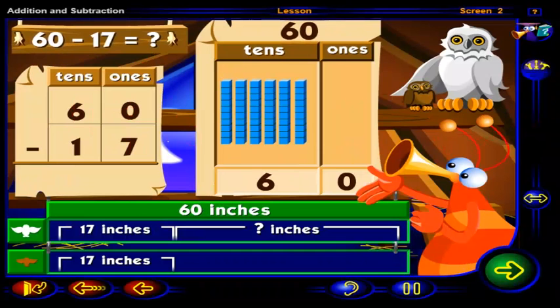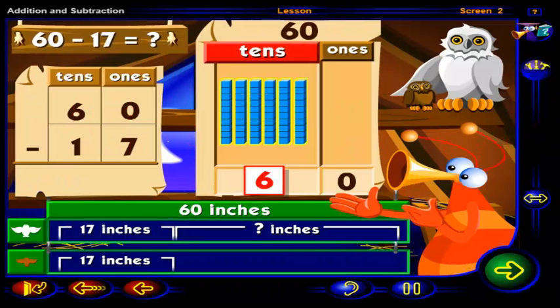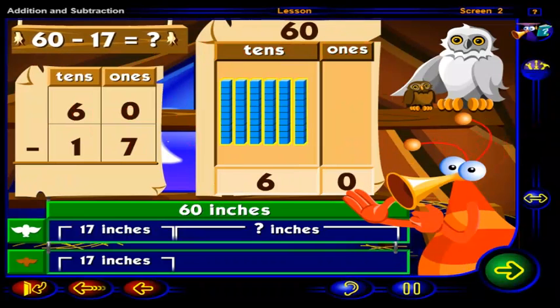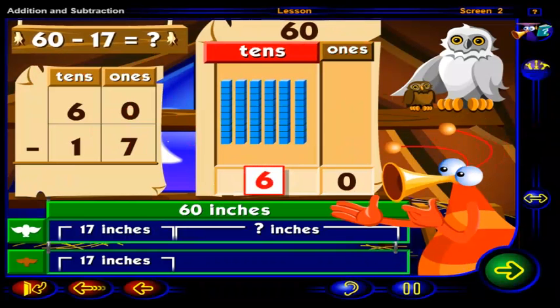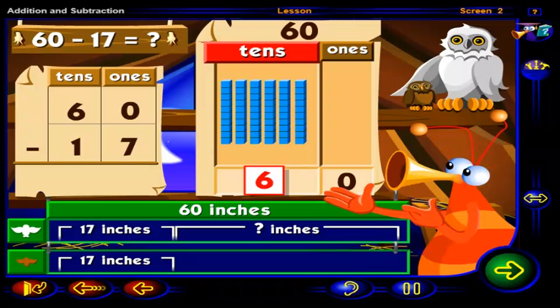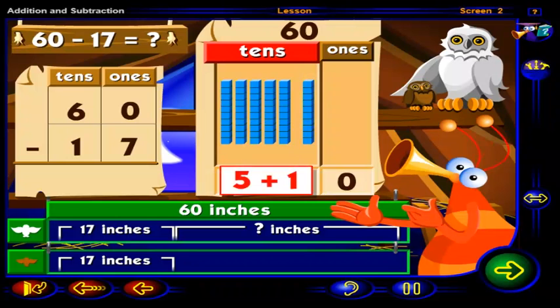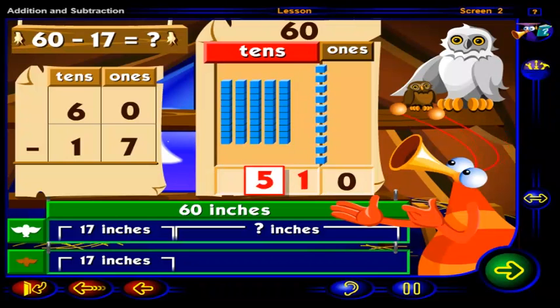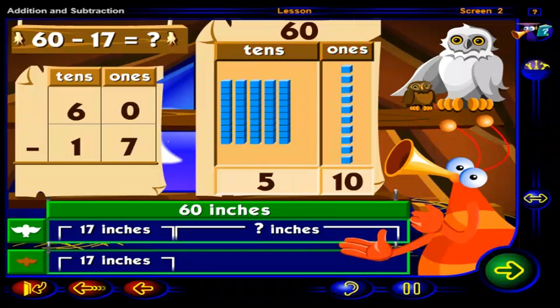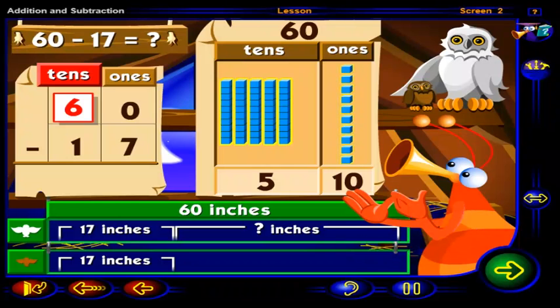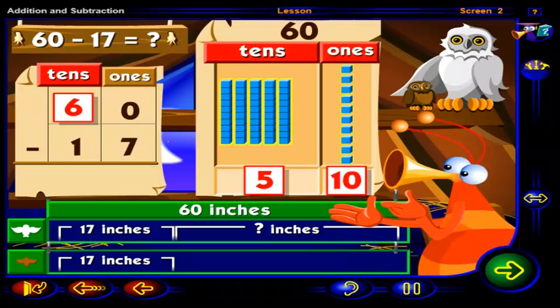These blocks show 6 tens and 0 ones, and we can use them to help us regroup in the tens place. Click on the digit 6 in the tens place here to see how we regroup 6 tens. 6 tens is 5 tens plus 1 ten. And we can regroup 1 ten as 10 ones. Using blocks, we regrouped 6 tens as 5 tens and 10 ones.